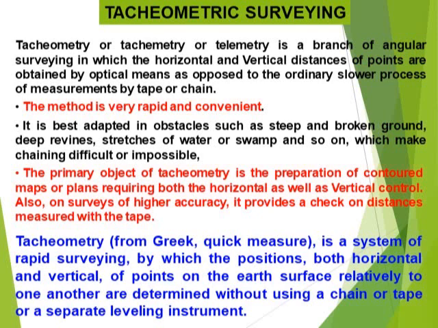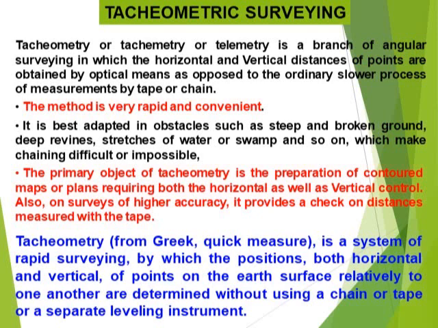It is best adapted in obstacles such as steep and broken ground, deep ravines, stretches of water, a swamp, and so on, which make chaining difficult or impossible. The primary object of tacheometry is the preparation of contoured maps or plans requiring both the horizontal as well as the vertical control. Also, on surveys of higher accuracy, it provides a check on distances measured with the tape.